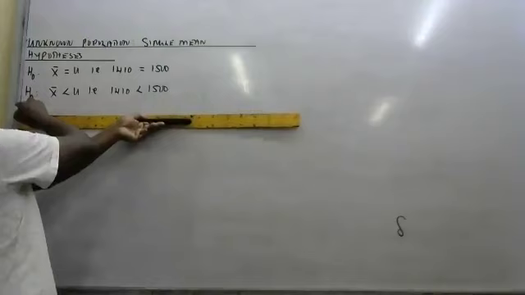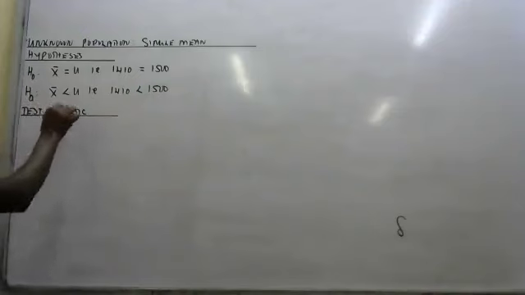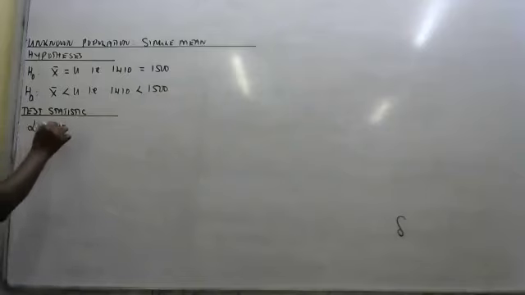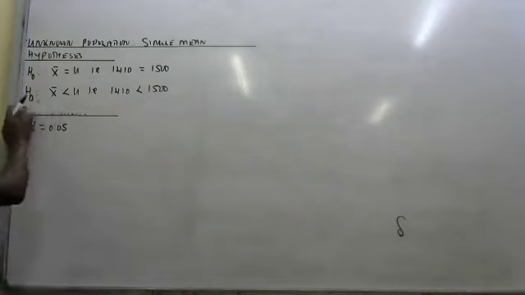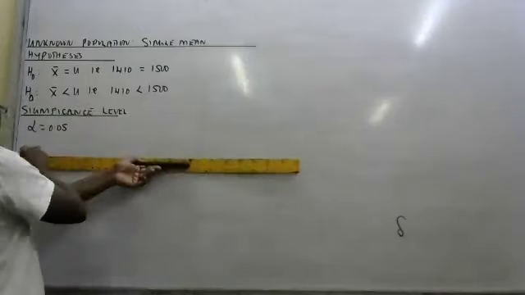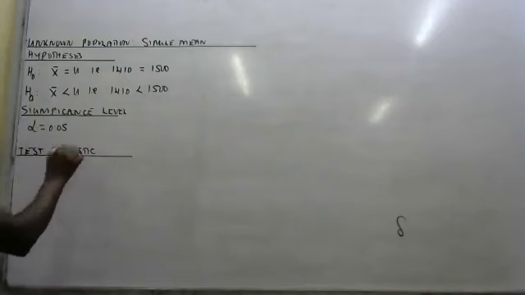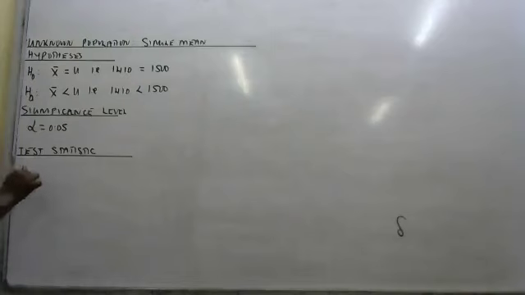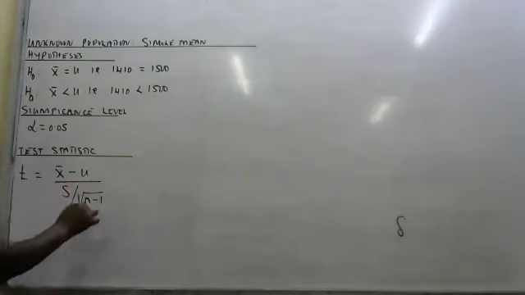Alpha is 0.05. Oh, sorry. That one we call the significance level, not the test statistic. Significance level. So the other one is the test statistic. So this one is T, and T is given as X bar minus mu. You divide by S, which is divided by the root of N minus 1. So the formula now has changed.